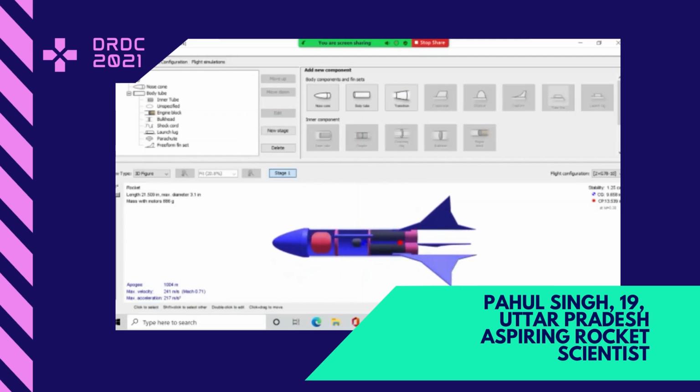These are the freeform fin set. As you can see, all the components are present in this block of the rocket design.